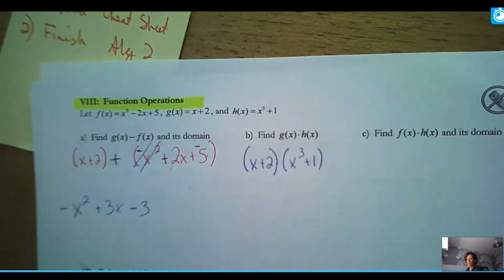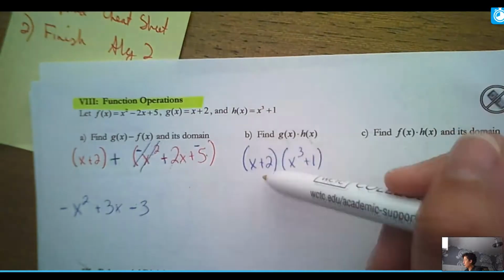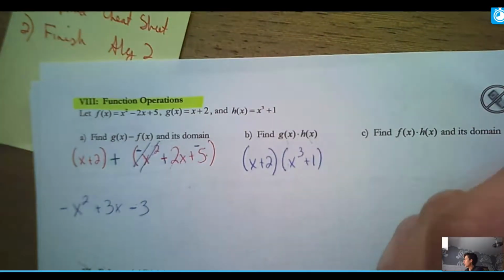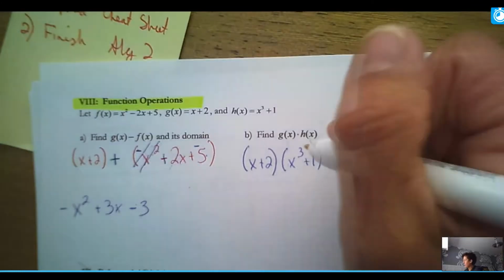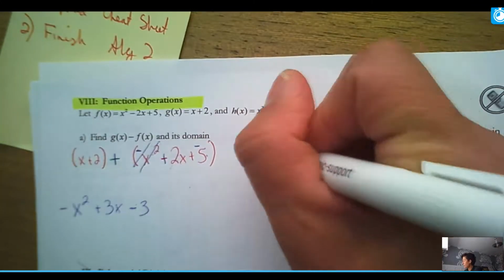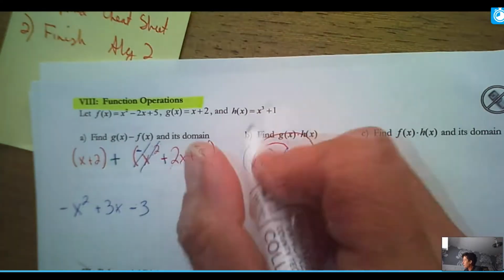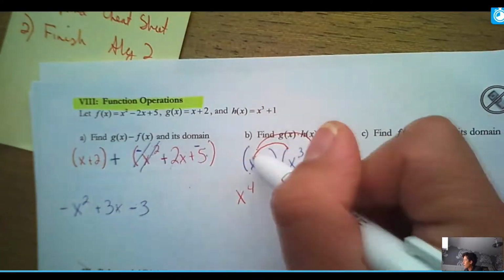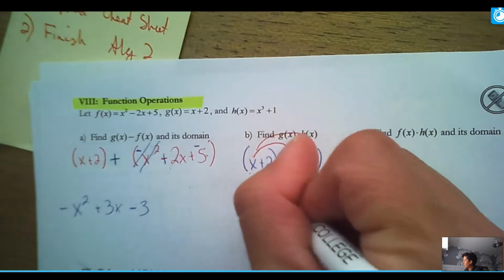This is FOIL. First term, outside terms, inside terms, last terms. But as my class knows it, this is the neighbors meet the neighbors. Since they're so close, this neighbor better like this neighbor. So x goes over first. X and x cubed makes x to the 4th. X with 1 makes a 1x.